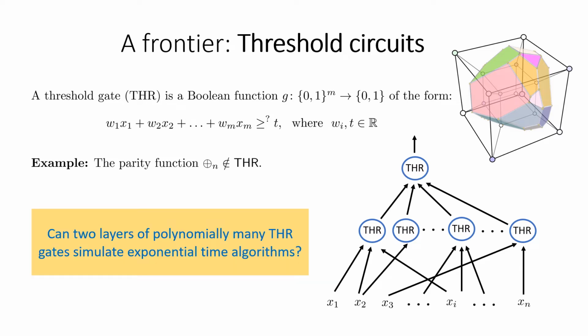And as far as we know, any algorithm that runs in exponential time can be simulated by threshold circuits with just 2 layers and polynomially many threshold gates, which is quite surprising. We don't expect that just 2 layers of threshold gates can solve problems that admit exponential time algorithms, but this is still open.